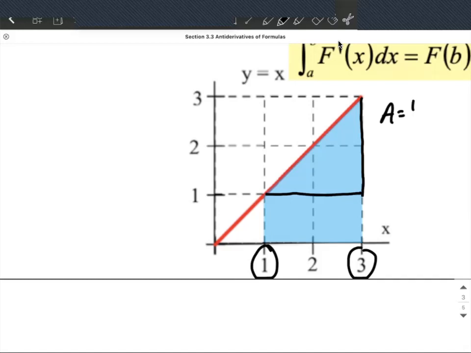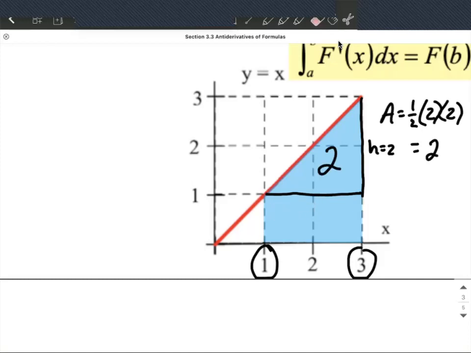Area equals 1/2 base times height. So our base would be 2 across, and our height would be 2 across. So in our case, 1/2 times 2 times 2 works out to be 2. So we have an area of 2 for this piece.